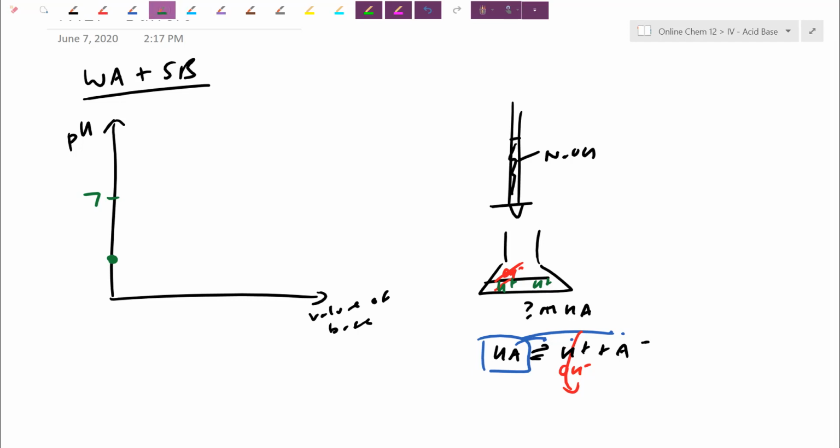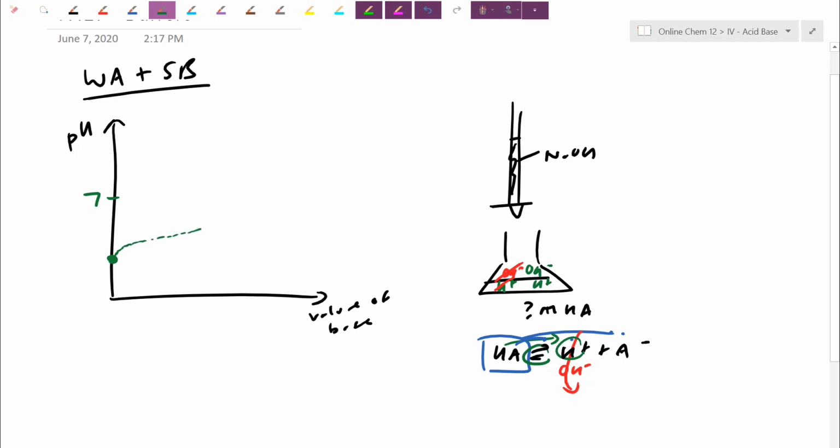Fortunately for us, because this is weak, because of the equilibrium, the HA can actually shift to replenish some of the H plus, and then you can add more hydroxide to kill off the H plus. As you steadily kill off the H plus, the acidity decreases. We'd expect the pH to climb. At first it climbs suddenly, but then there's a really strange leveling off region.